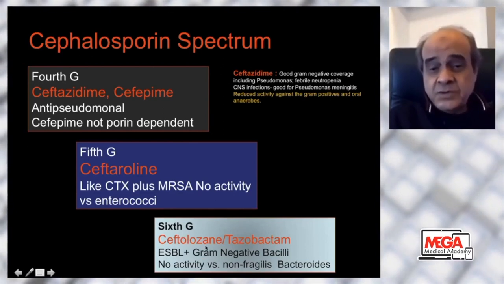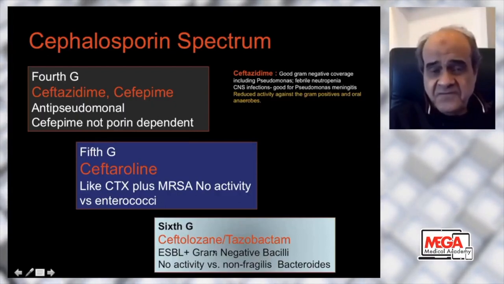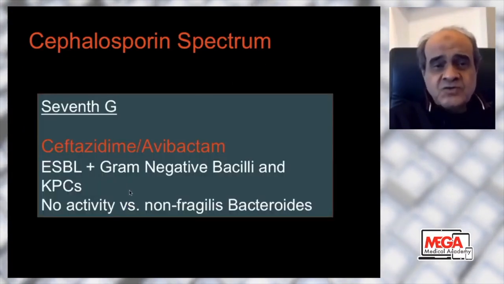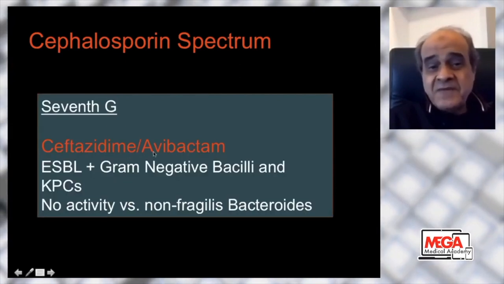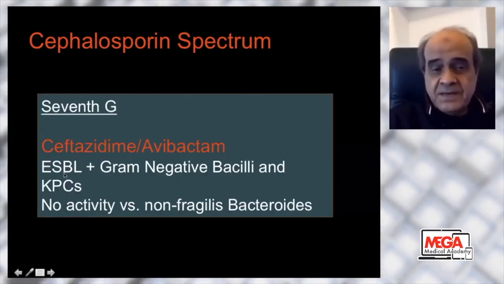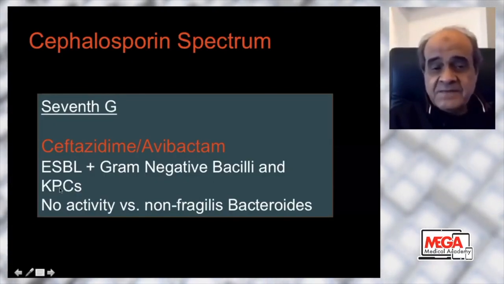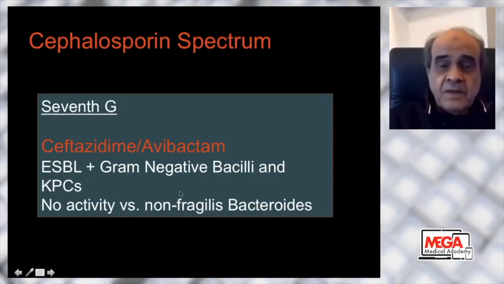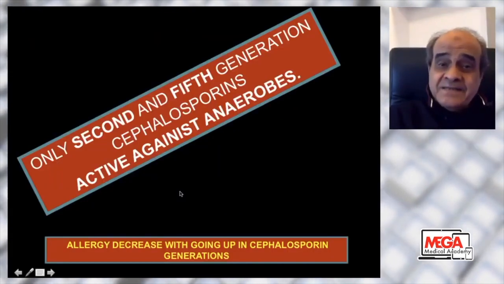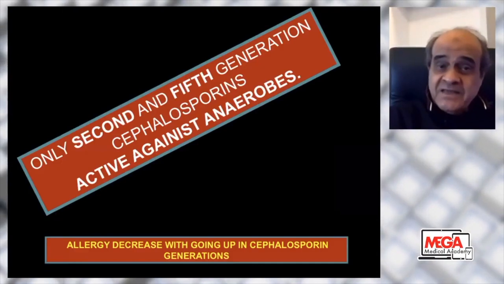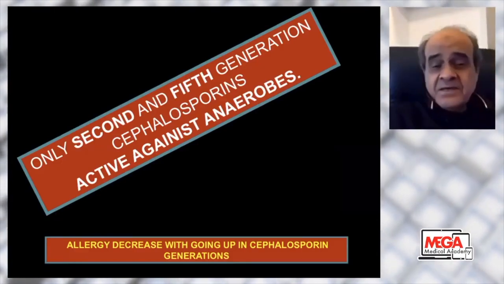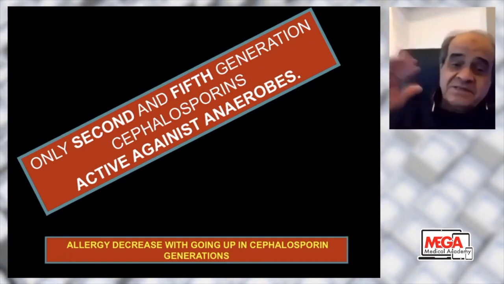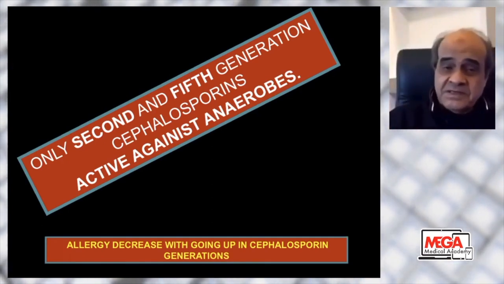Such as extended spectrum beta-lactamase and gram-negative bacilli, like the ceftolozane-tazobactam combination, very effective, and we reserve it for very potent or highly infected patients. Also the seventh generation, ceftazidime with avibactam, can cover extended spectrum beta-lactamase, gram-negative bacilli, and Klebsiella carbapenemase. No activity versus anaerobic organisms. Only the second and fifth generations of cephalosporins are active against anaerobes. And take care, allergy decreases as we go up in cephalosporin generation, from the first to the seventh.